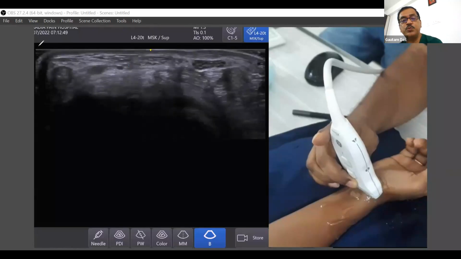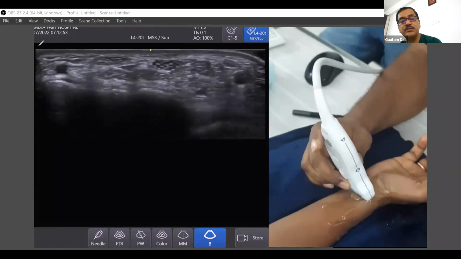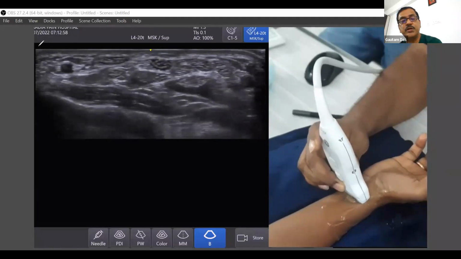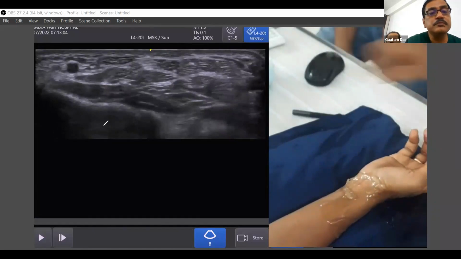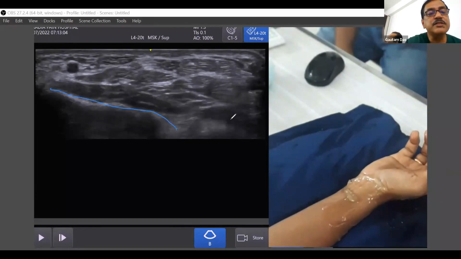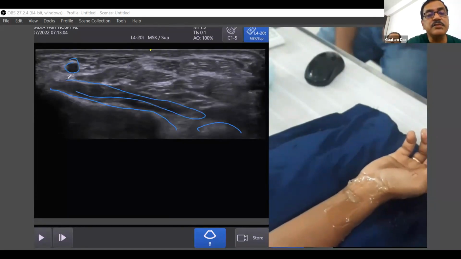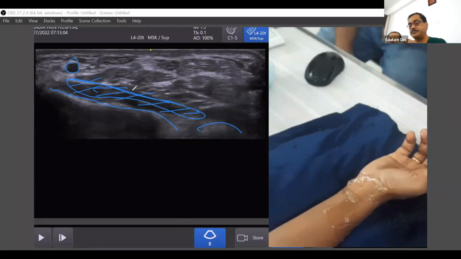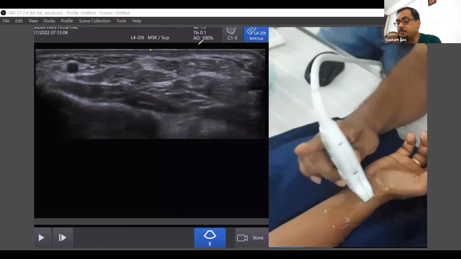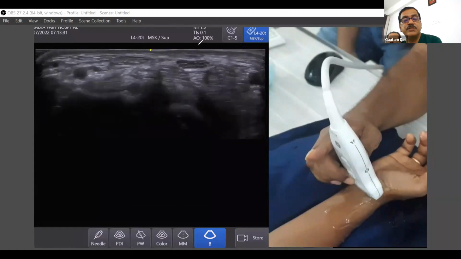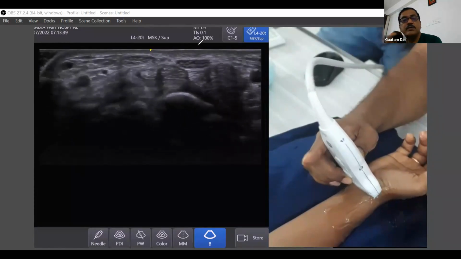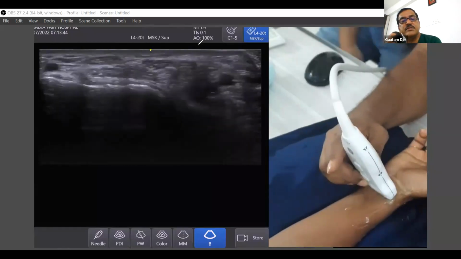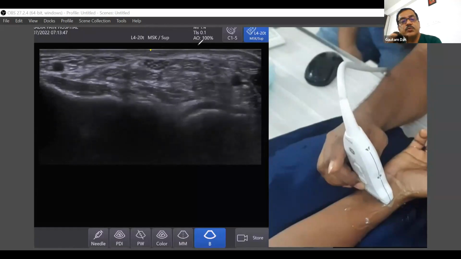So I'm putting my probe over the distal radioulnar joint, and you can see this muscle is your pronator quadratus. So you see, this is your radius, this is your ulna, this is your radial artery, and this muscle is your pronator quadratus. We are starting from there. Here, this side is radius, this is your ulna, and you can see the pronator quadratus muscle.